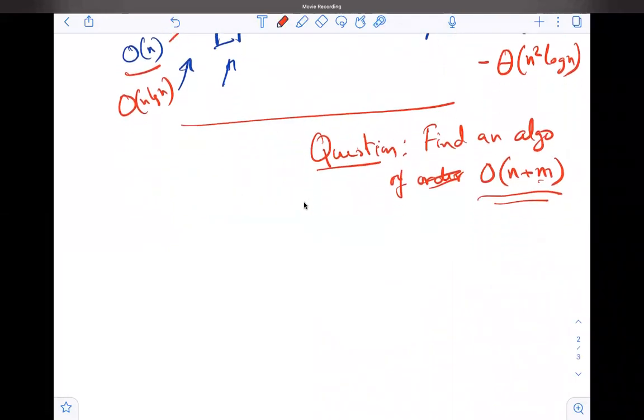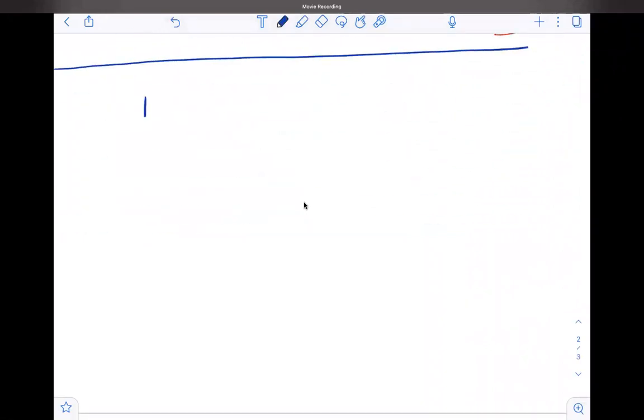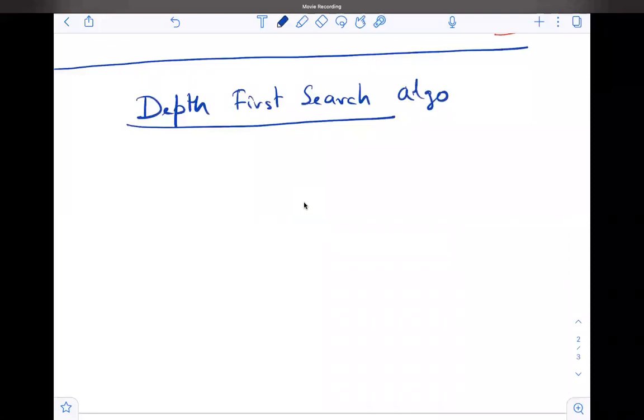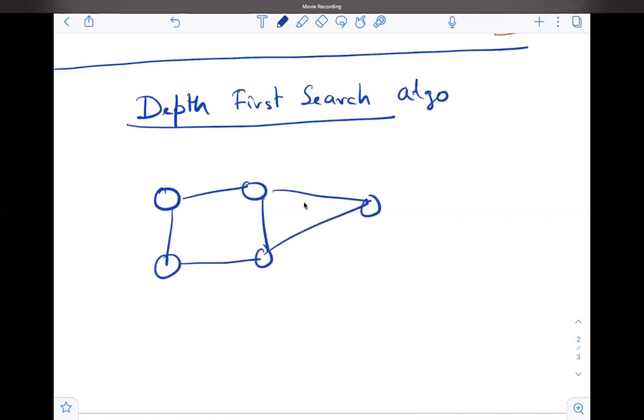So today we will be doing depth first search. We are talking about the traversal algorithm. So what is depth first search? If I give you a graph, this is the first time explaining a very high level picture, and then I will give you the algorithm also.